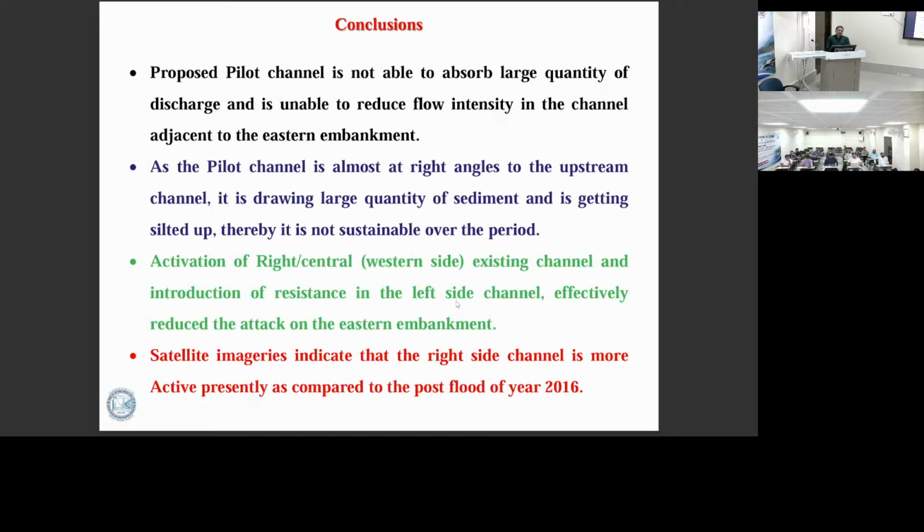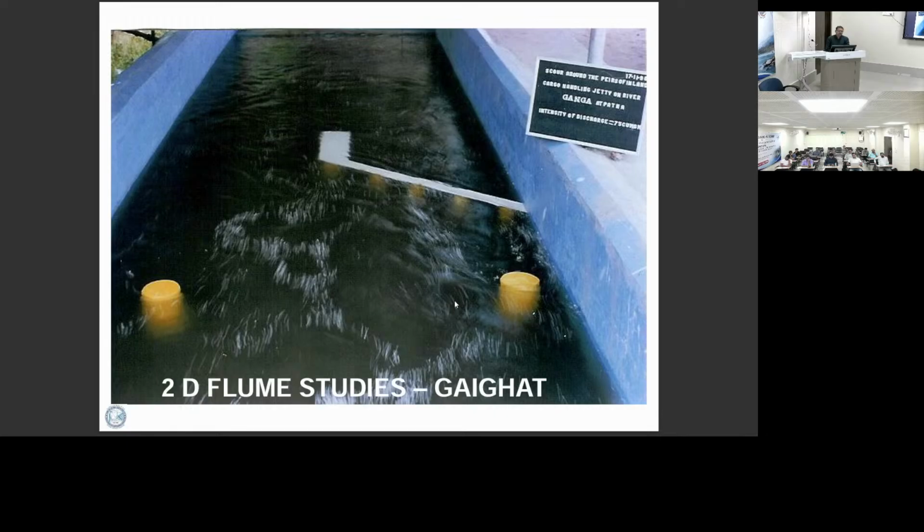So that's why we told them that the pilot channel is not going to work. This is because they are investing a lot of money in dredging the pilot channel. If it doesn't work, then it is a lot of waste of money. So we told them that you just make an arrangement near the mouth of the channel on the right side and put some resistance on the main channel, so that the discharge will be passed on the right side rather than the left channel. So you can do flume studies. This is what I told you.